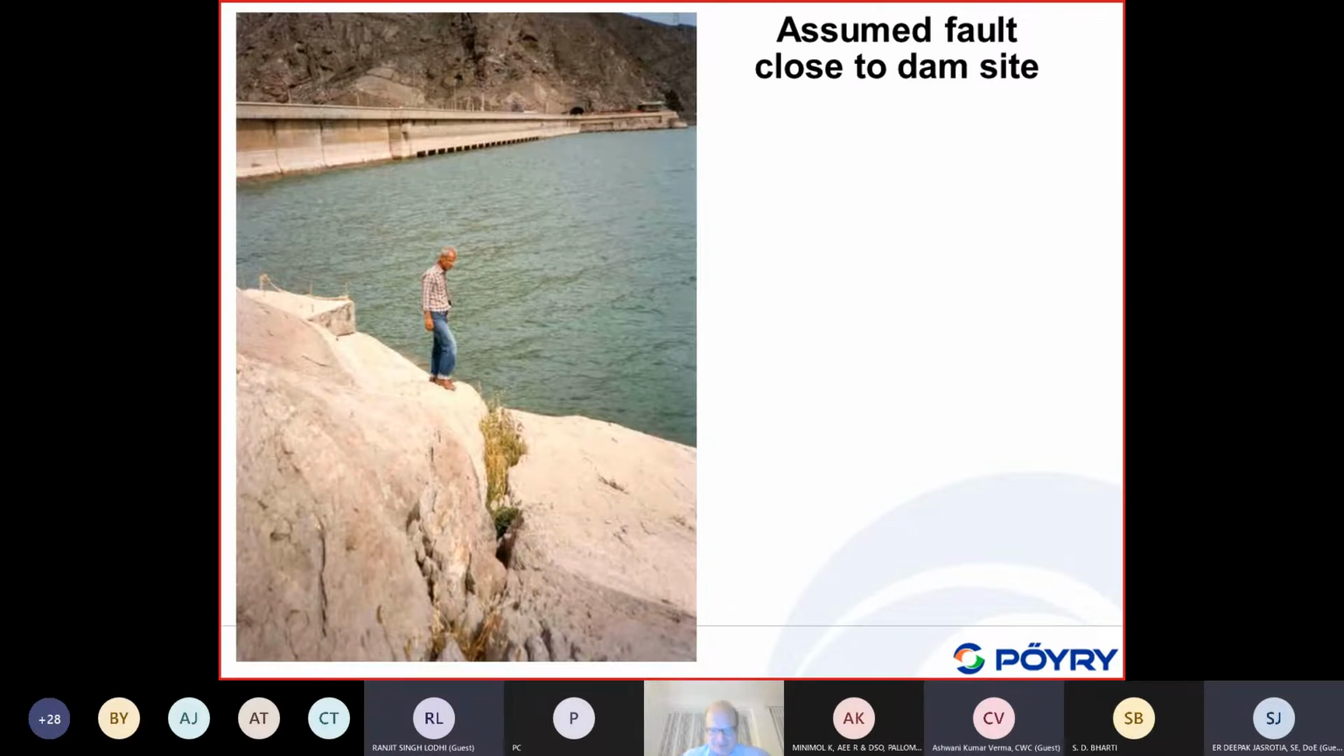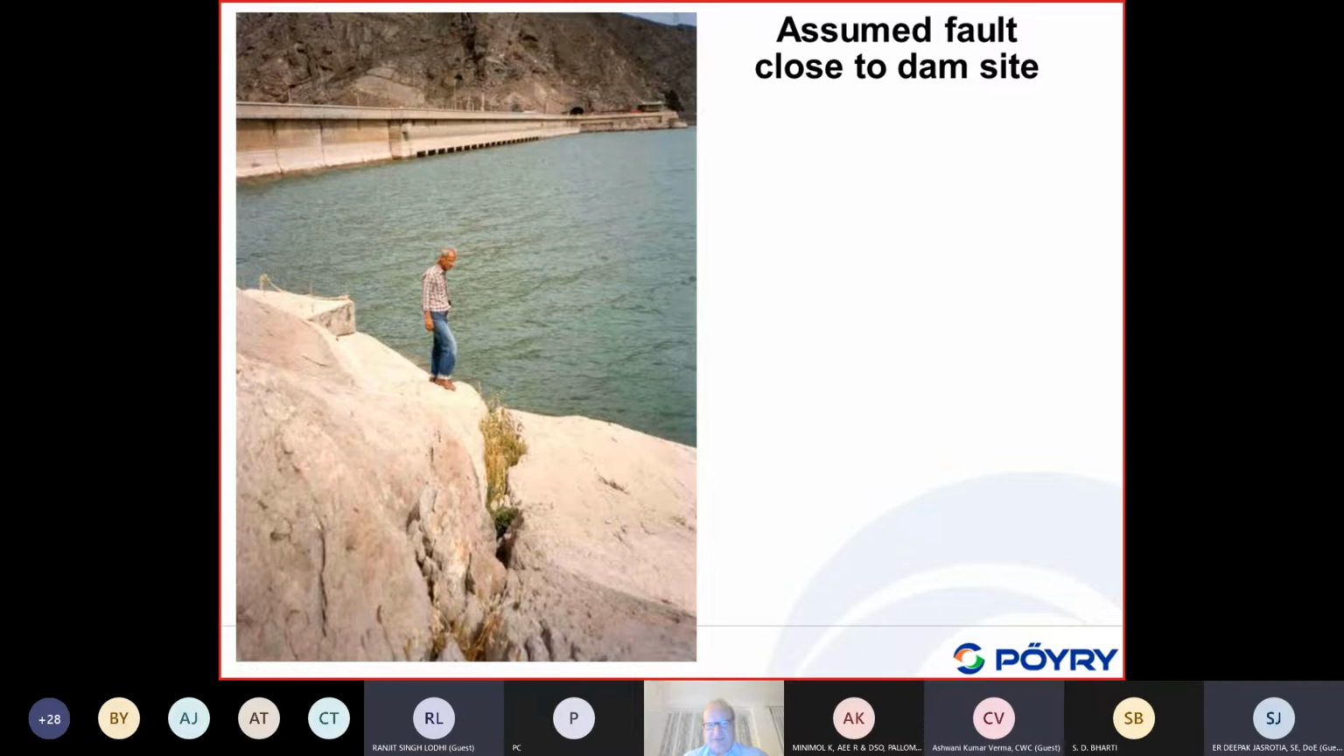But afterwards, my Iranian colleague's interpretation was that one of the faults passed here on the left bank, and it passed through the dam. When I was there, we did not really see that, but this was his interpretation.